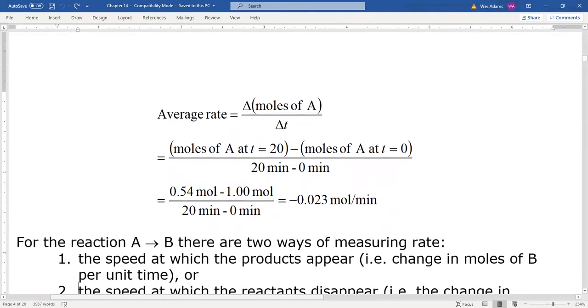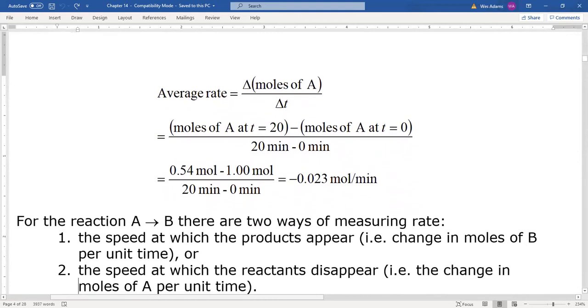So there's really two ways. I could look at the speed at which the products appear, the change in moles of B over time, or the speed at which the reactants disappear, the change in moles of A per unit time. And there's really no right or wrong answer there. Experimentally speaking, we'd likely pick the one that's more easily measured. Hey, maybe there's a nice color change that I can see and measure, or I've got some device that can measure it easily. That's probably the one I'm going to pick.